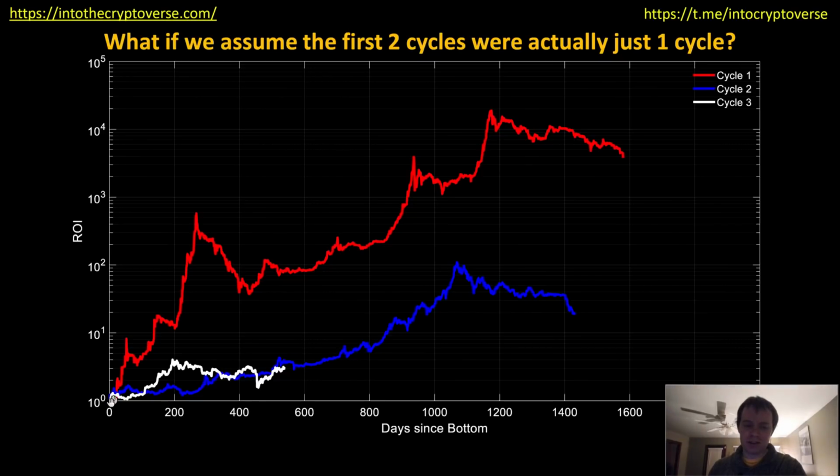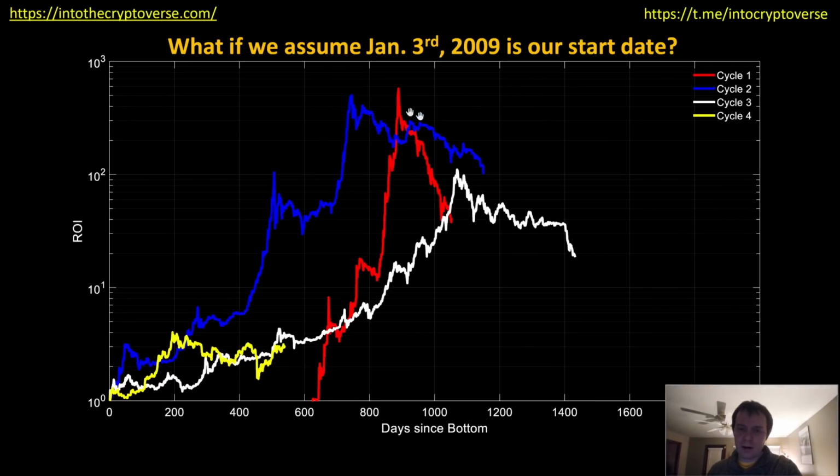what if we just assume that essentially this is the bottom and then we take it back another year and a half to January 3rd, where the bottom is likely lower than where I have it measured. I'm assuming that Bitcoin was trading for pennies on the dollar, or even less than what it was in 2010, which was already pennies on the dollar. But if we did that, then note that this ROI here, you see it pop up at around 600 days.